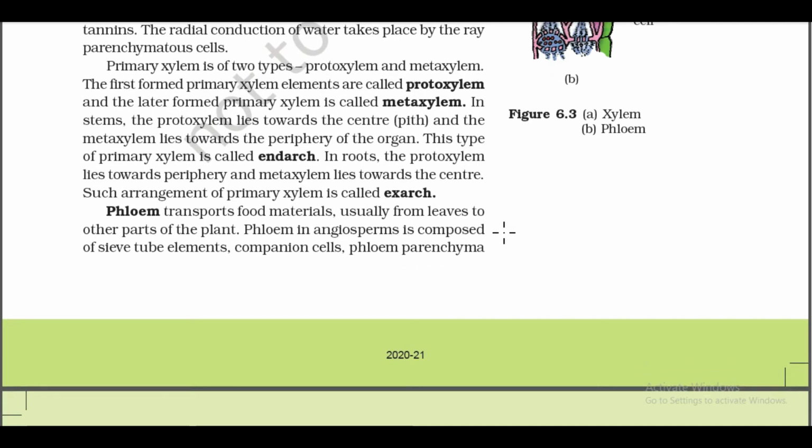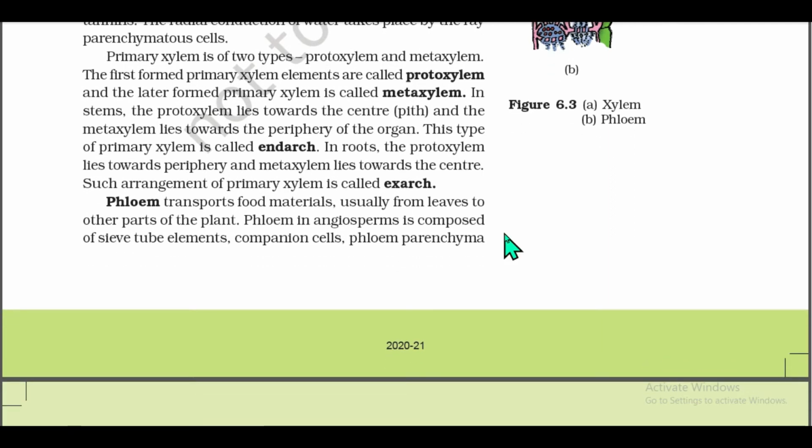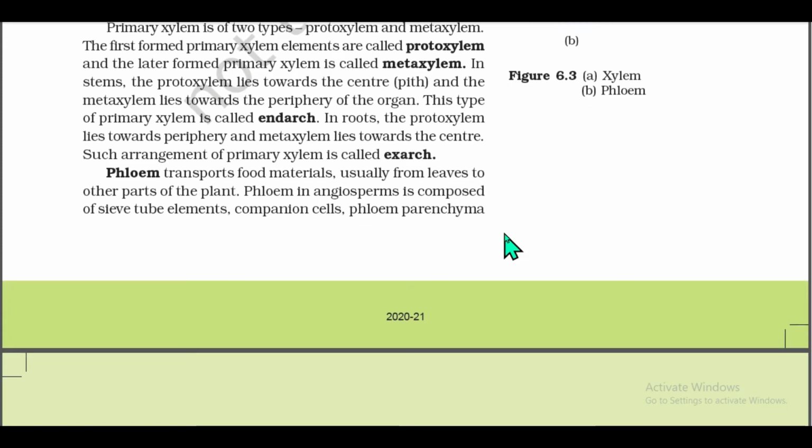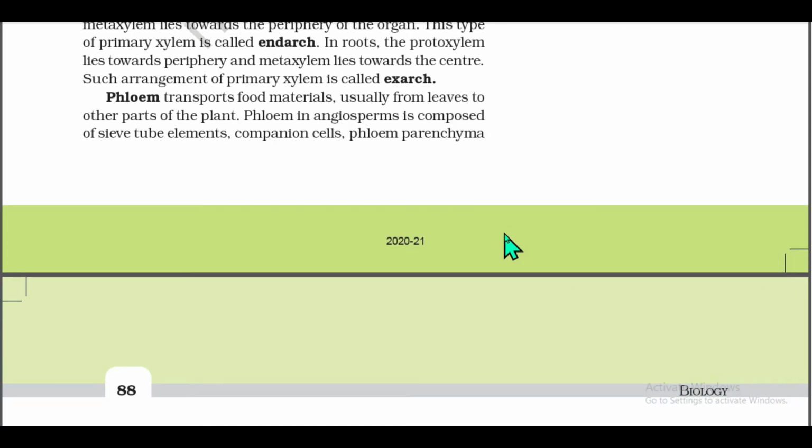Primary xylem is of two types, protoxylem and metaxylem. The first formed primary xylem elements are called protoxylem, and the later formed primary xylem is called metaxylem. In stems, the protoxylem lies towards the center, the pith, and the metaxylem lies towards the periphery of the organ. This type of primary xylem is called endarch. In roots, the protoxylem lies towards the periphery and the metaxylem lies towards the center. Such arrangement of primary xylem is called exarch.